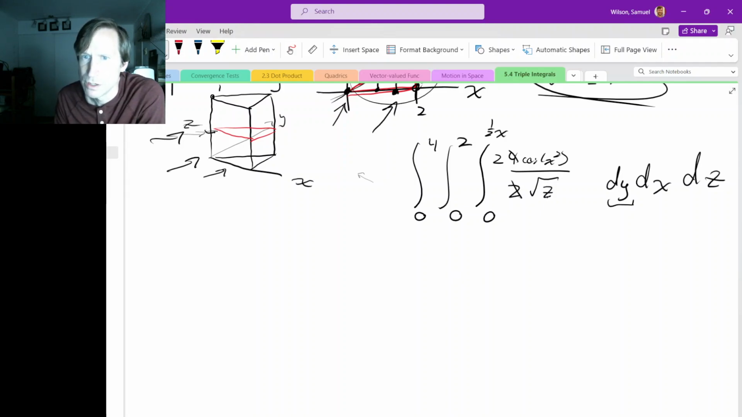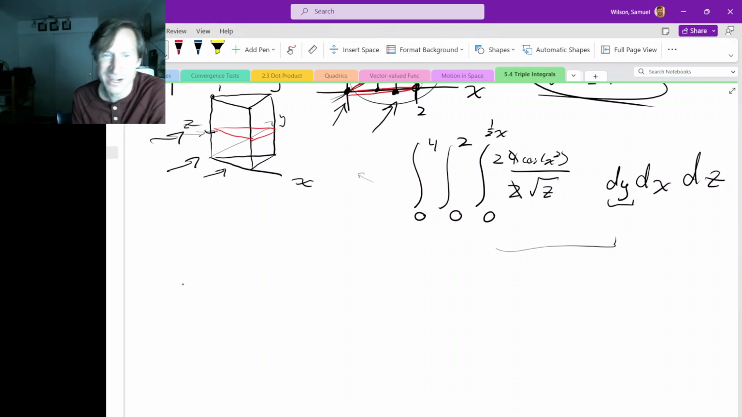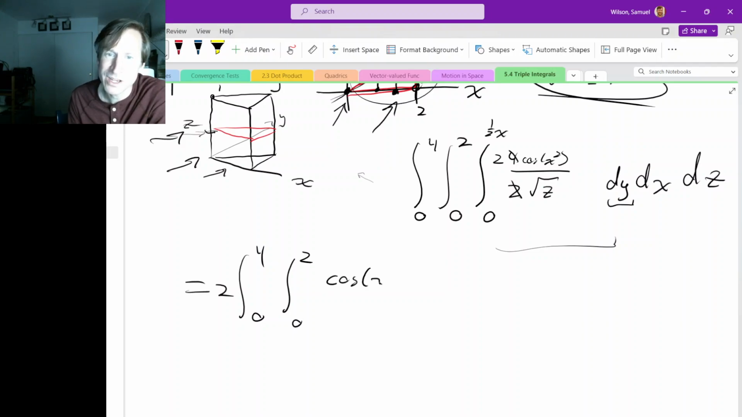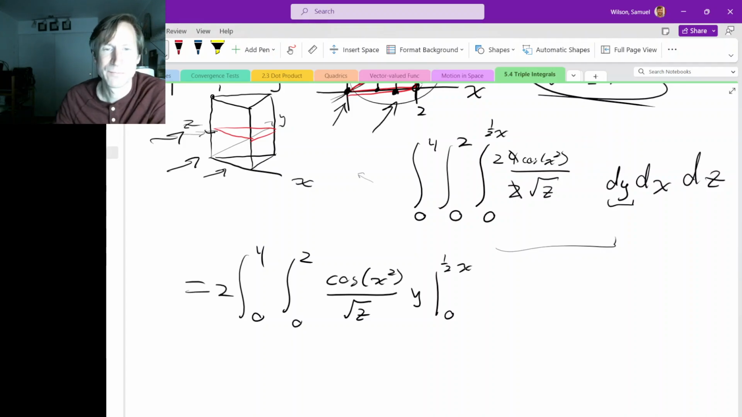Okay, so now that we have this order changed, can we do the inside integral? Well, yeah, the inside integral is with respect to y. There aren't any y's in this integrand, so doing the inside integral is going to be very easy. Let's move that 2 all the way to the outside. So 0 to 4. Our x integral is from 0 to 2, and then when we integrate with respect to y, we get cosine x squared over square root of z times y, and that's from 0 to 1/2 x.